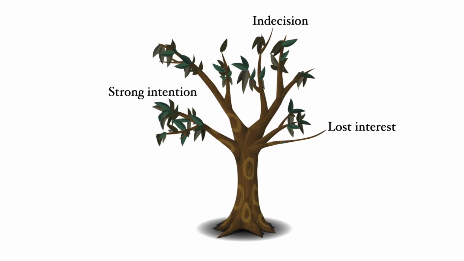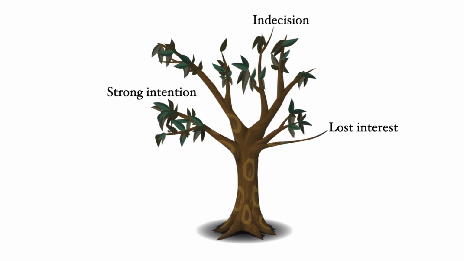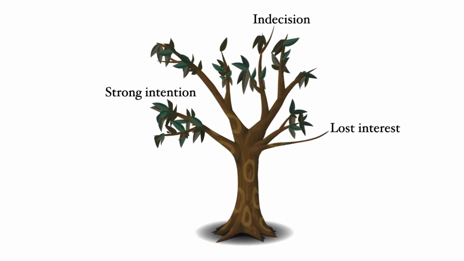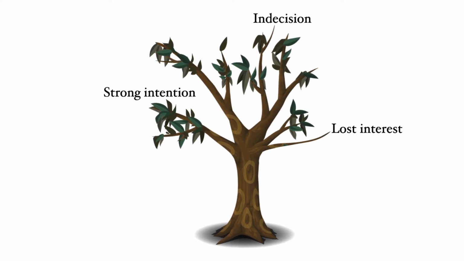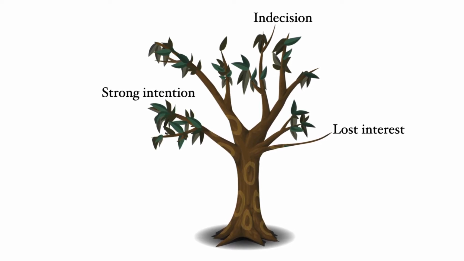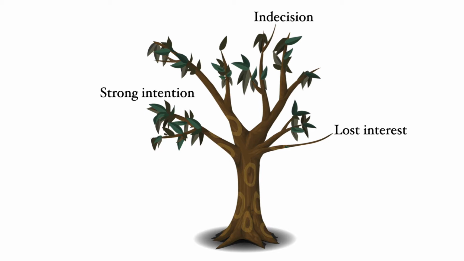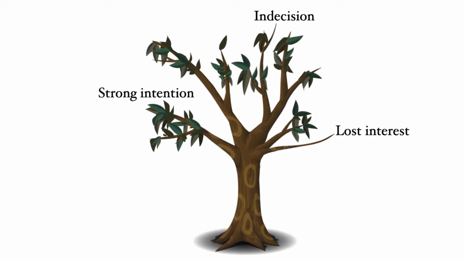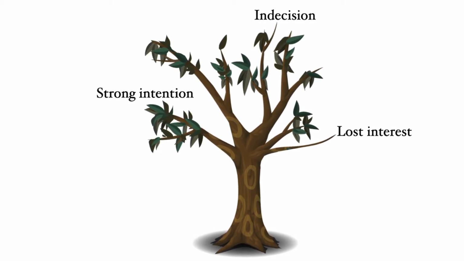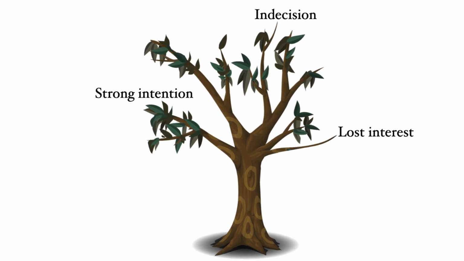When our intention is strong, the branch becomes thicker because we put more sentient energies in that direction. When we are indecisive, the branch becomes thinner. It doesn't know which way to go. When we lose interest, it becomes a dead end that collapses back into the nearest branch or the trunk itself so that the energies can be used elsewhere.